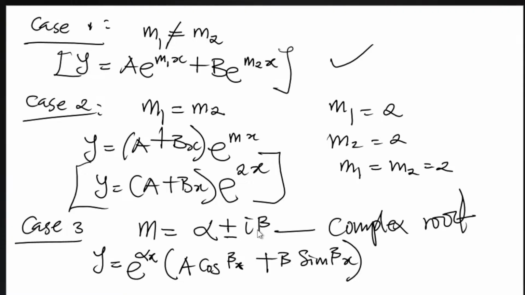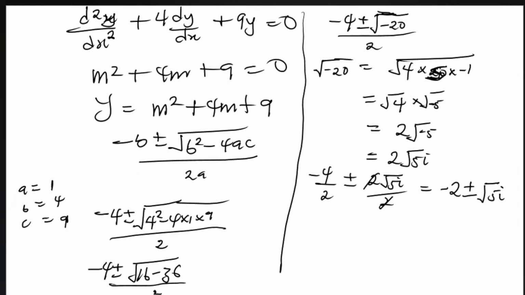Are we together? Such that what you have at the right hand side will now be beta. What you have here will now be alpha. So if you recall the equation for complex root, you will simply have that m is equal to alpha plus or minus i beta, where our alpha is equal to minus 2, while your beta is now equal to square root of 5.